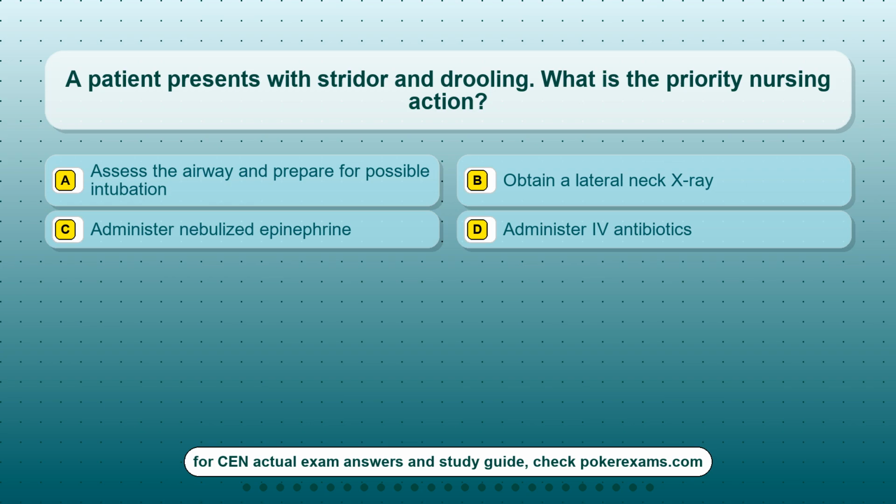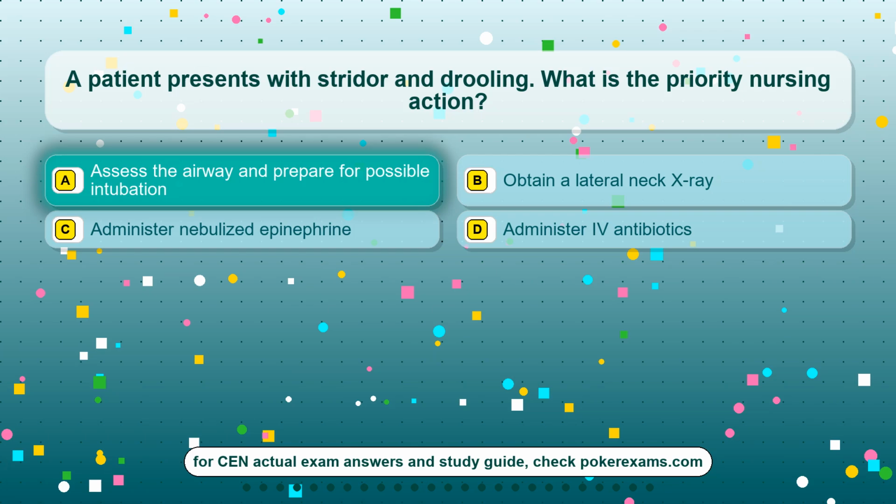Question 1. A patient presents with stridor and drooling. What is the priority nursing action? Option A. Assess the airway and prepare for possible intubation. Option B. Obtain a lateral neck X-ray. Option C. Administer nebulized epinephrine. Option D. Administer antibiotics.